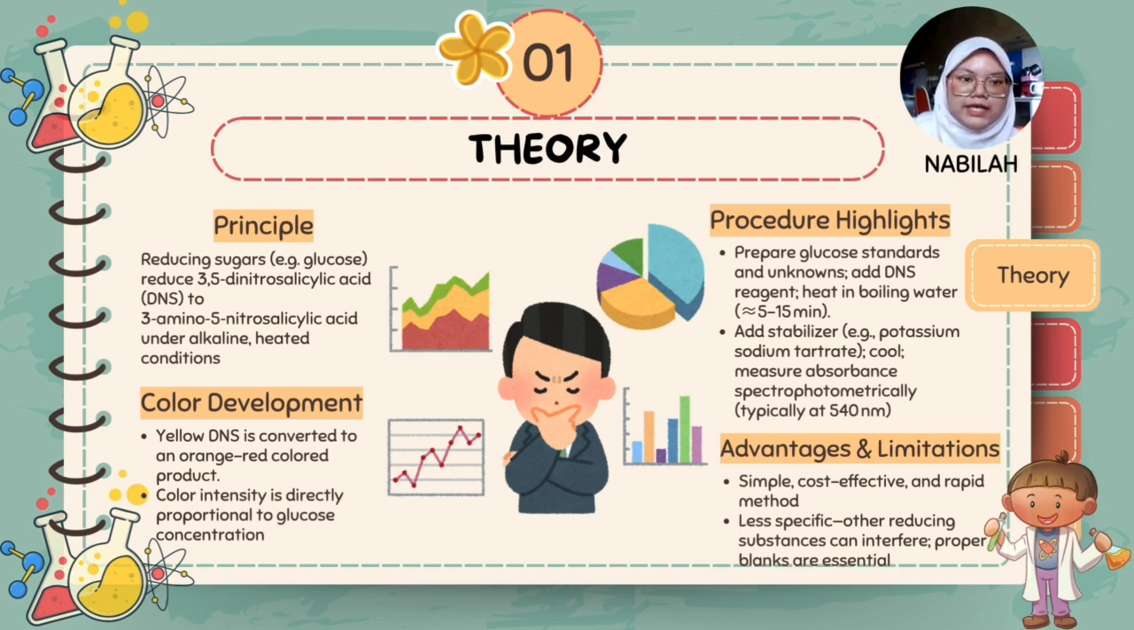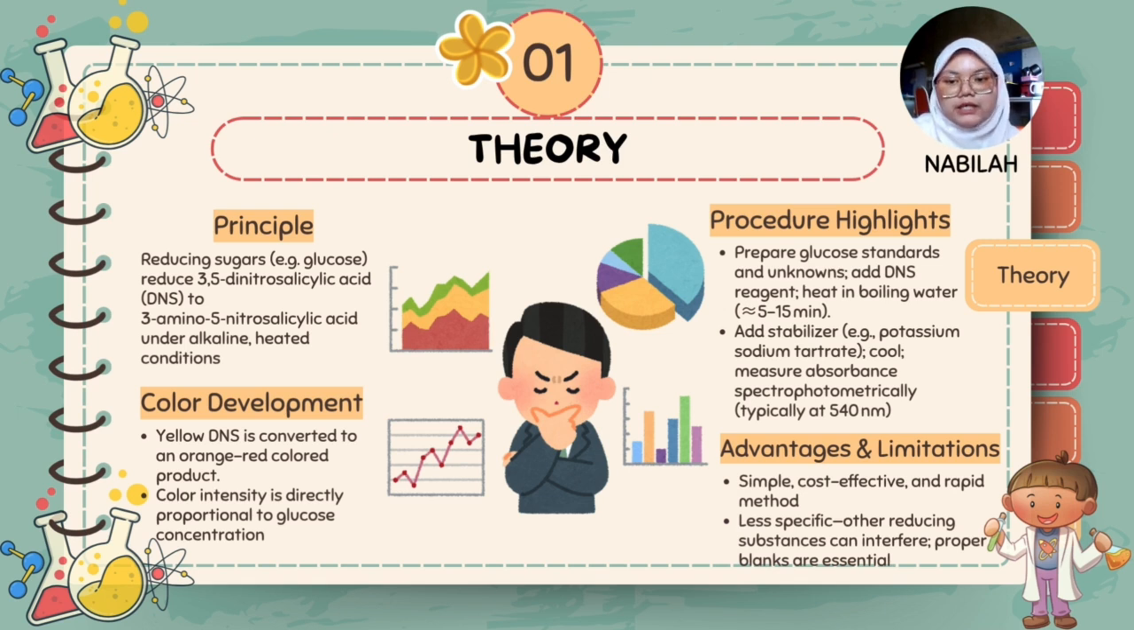Now we look at the procedure highlights. First, we prepare the glucose standard and unknown, add DNS reagent, heat in boiling water for 5 to 15 minutes, and then add a stabilizer, for example sodium tartrate. It is also to measure the absorbance spectrophotometrically, typically at 540 nanometers, and the color changes from the yellow DNS to an orange-red colored product.